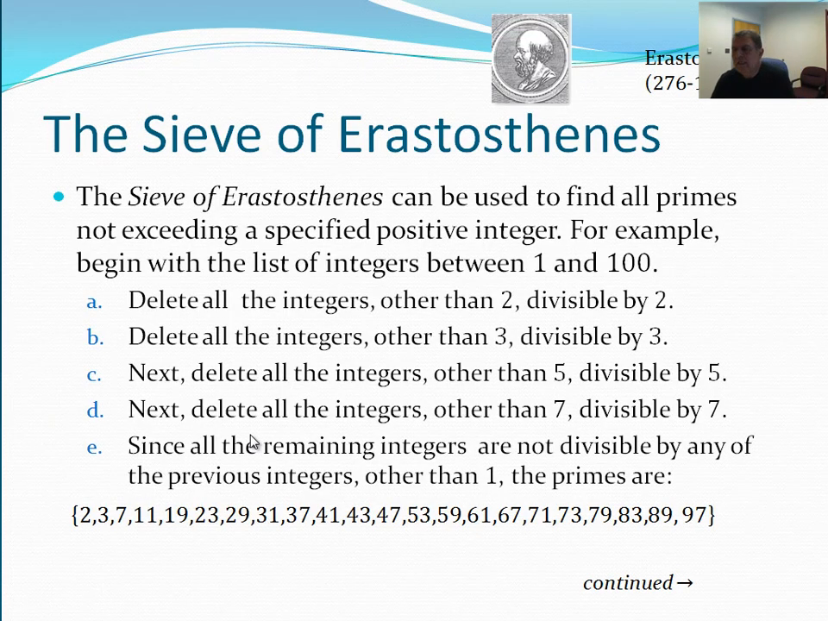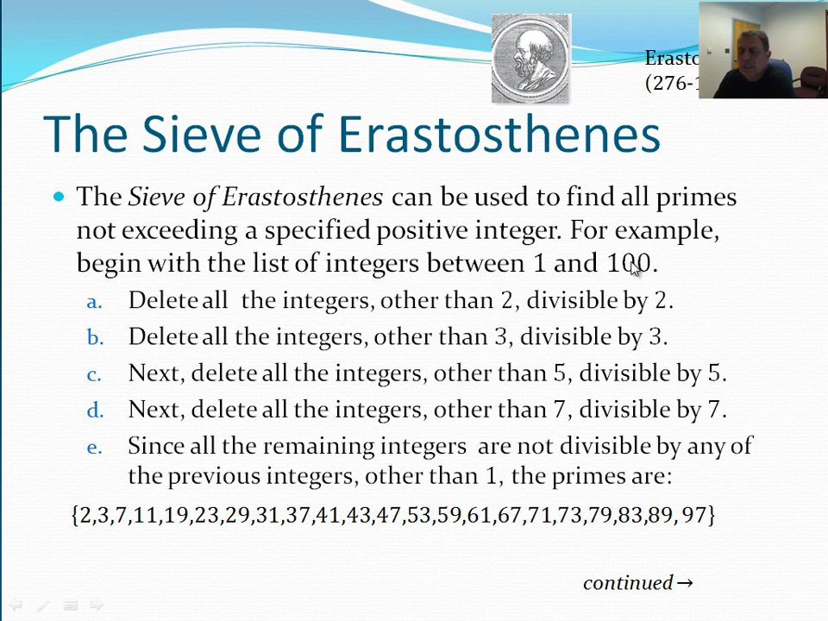This is the way we find the prime numbers. And this is what I did over there. Delete all the integers other than 2 divisible by 2. Then delete all the integers other than 3 divisible by 3. Next, delete all the integers divisible by 5, by 7, and since all the remaining integers are not divisible by any of the previous integers other than 1, then these are the primes. This is to find the prime numbers between 1 and 100, right?